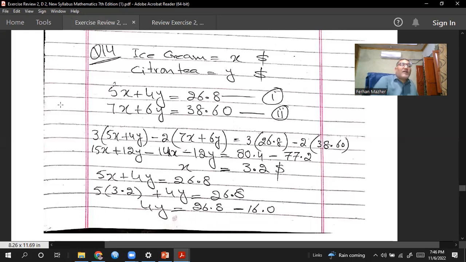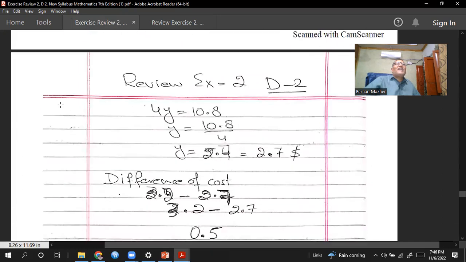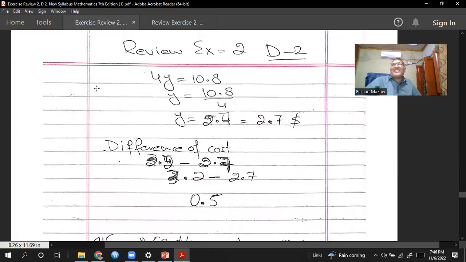So 4y will be equal to 26.8 minus 16.0. So you will have 4y equals 10.8. So y will be equal to 10.8 divided by 4. So y will be equal to 2.7.